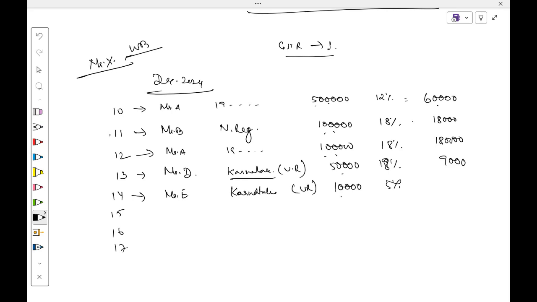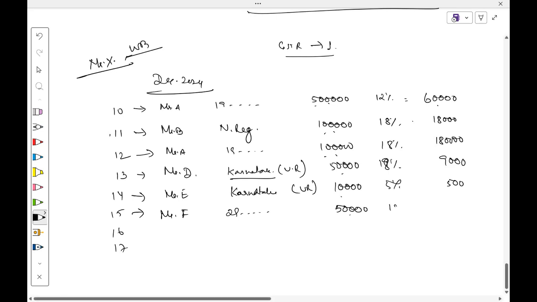What would be the value? What would be the rate? What would be the amount of GST? I think it is 500. My maths is very poor. Again, an invoice was issued to Mr. F. He is a registered person in Karnataka. This is his GST number. Value of supply is 50,000. Rate of GST is 18%, and the value of the GST is 9,000.